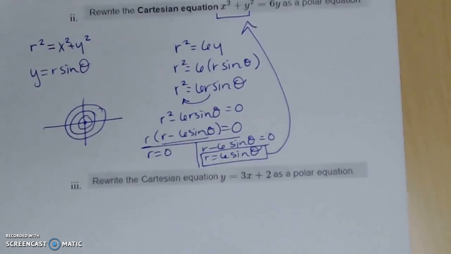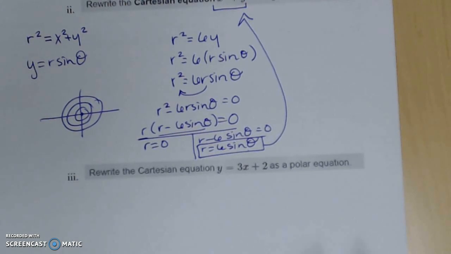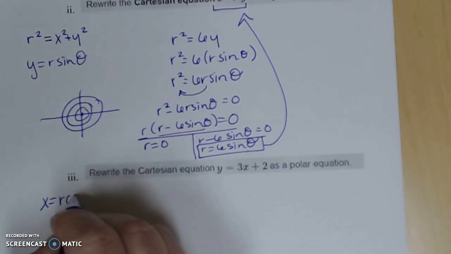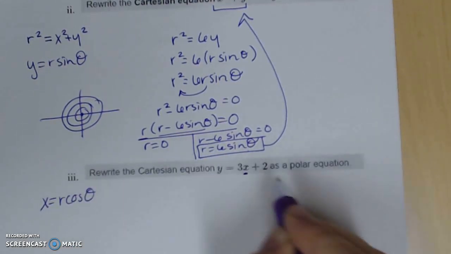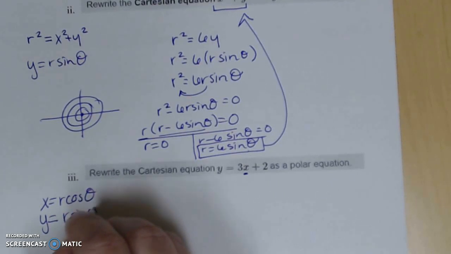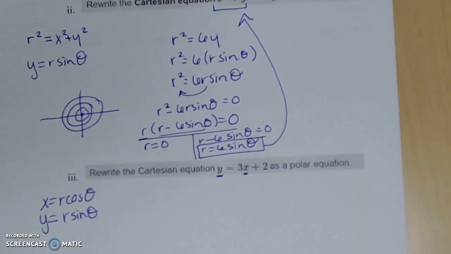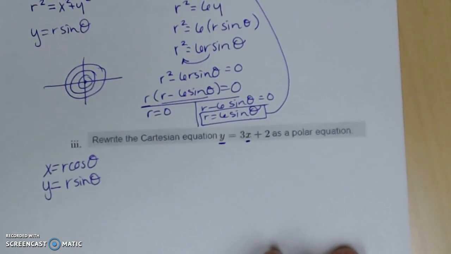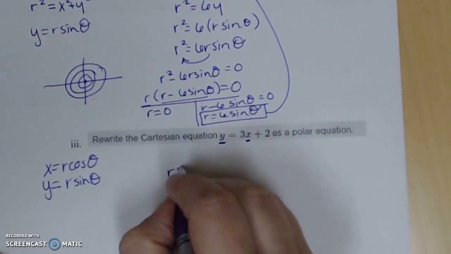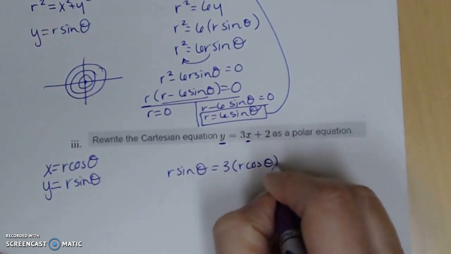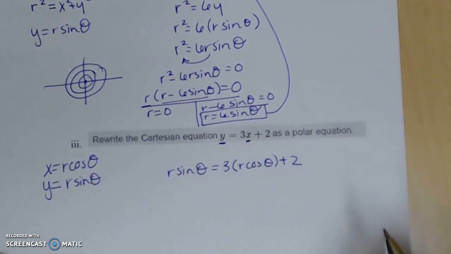Now in this last one, we're going to be looking at y equals 3x plus 2. We're going to have to do a little bit more with this one. So let's consider some things that we know. We know x is equal to r cosine theta, so I can see that being beneficial here with this x. And I know y is equal to r sine theta, so I have a substitution here for this y. So we're going to convert it into a polar equation. And so this gives me r sine theta equal to 3 times r cosine theta plus 2.